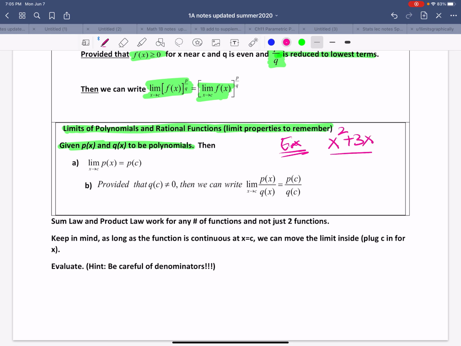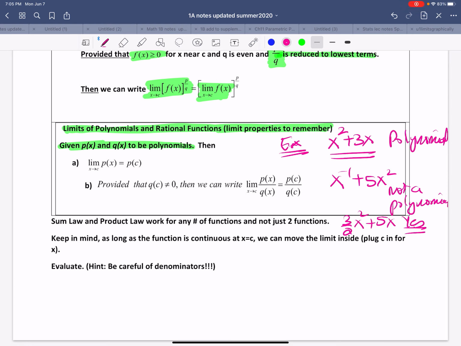X squared plus 3x is a polynomial. X to the power negative 1 plus 5x squared is not a polynomial. So polynomials don't have a negative exponent and they do not have a fractional exponent. They can have fractional coefficients but no fractional exponent. 3 over 2 x squared plus 5x, yes, that is a polynomial.